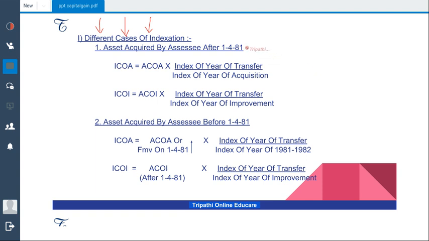The first situation is if you acquire an asset after 1981. Now why are we taking this 1981 again and again? Because our cost inflation index starts from 1981-82. So that is why we are considering this at each and every point. If you buy an asset after 1981, your formula will be index cost of acquisition is equal to actual cost of acquisition into index of year of transfer upon index of year of acquisition.